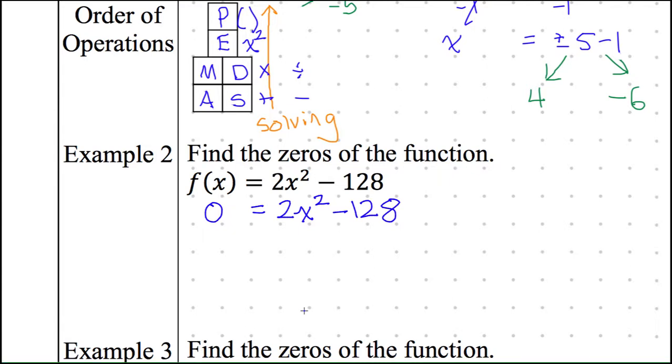2, 3. Ellery. There it is. Add 128 to both sides. Plus 128. And now this 128 and 128 are going to cancel out. I'm now left with 0 plus 128, which is 128. 128 is equal to 2x squared.